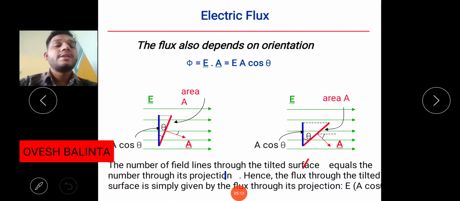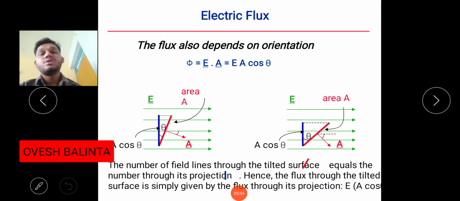So the number of field lines through the tilted surface equals the number of lines through its projection. Hence the flux through the tilted surface is simply given by the flux through the projection. So E A cos theta is that. E A cos theta is given due to this phenomenon because they make an angle theta between our electric field line and our area.